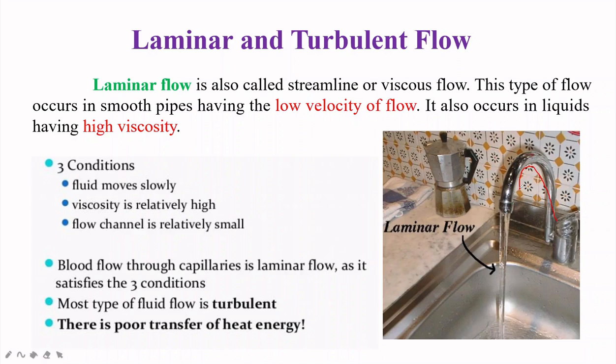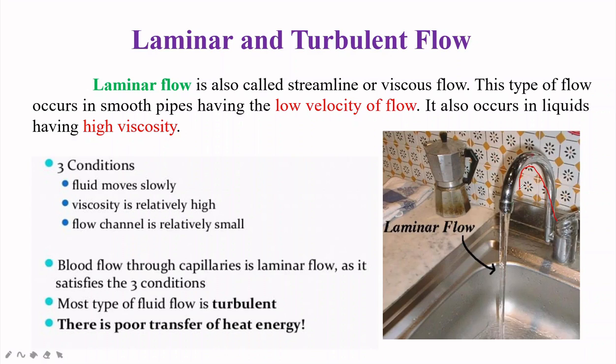Most types of fluid flow are turbulent. Turbulent means a disturbed type of flow. It will not have a well-defined path. If there is a well-defined path, we call it a streamline. If the flow is like a streamline, then it is nothing but laminar flow only.